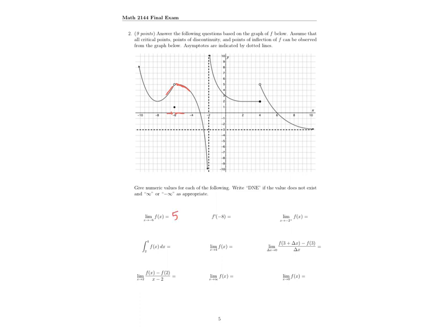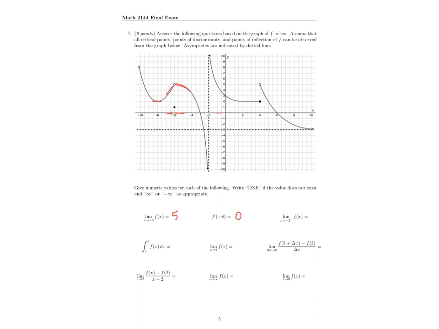F prime of -8. And so I'm going to look at x equal -8. I'll go up to here, and I can see that's a minimum of my function, which means the derivative there is 0. The next one, I want to approach -2 from the right.